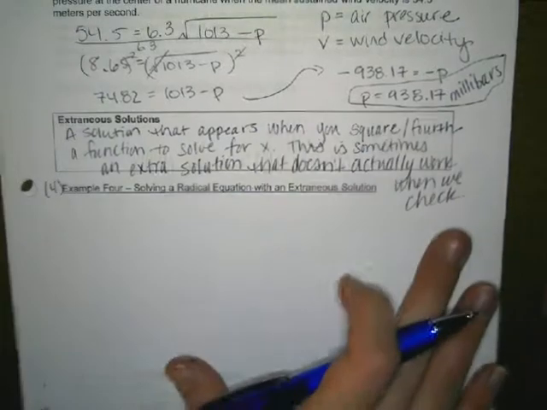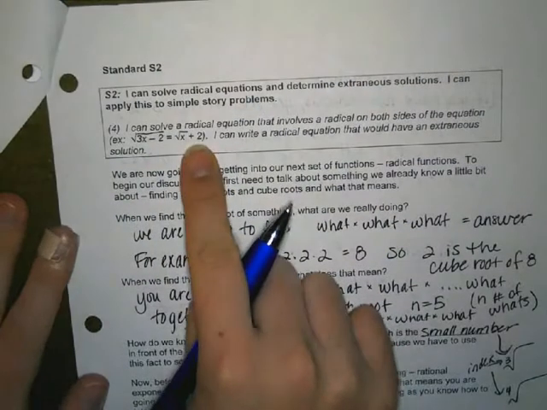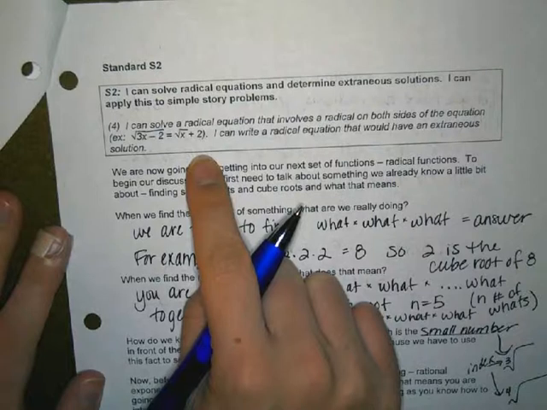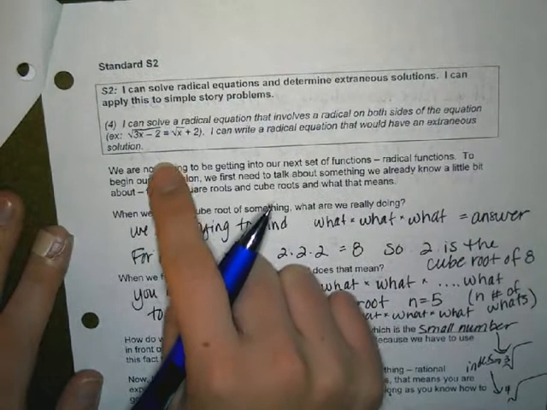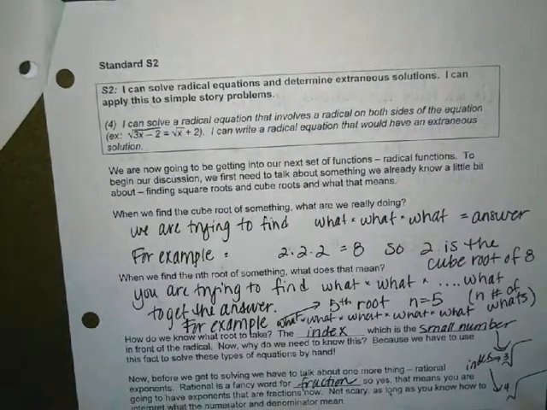Now, for example 4, this example 4, and example 5 on the next page. Well, let me flip because I want to make sure I read it. Don't flip yourself though. To get a 4 on this type of problem means you can solve a radical equation that involves a radical on both sides of the equation. They give you a short example there. I can write a radical equation that would have an extraneous solution. So we're going to practice this a little bit more tomorrow, but the actual solving those types of problems is what we're going to do right now.